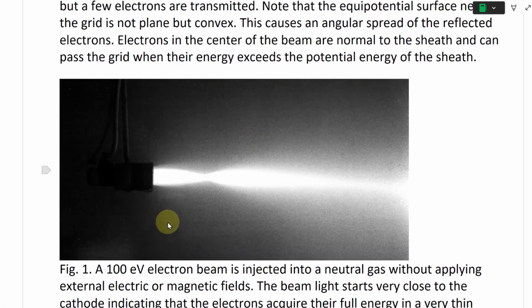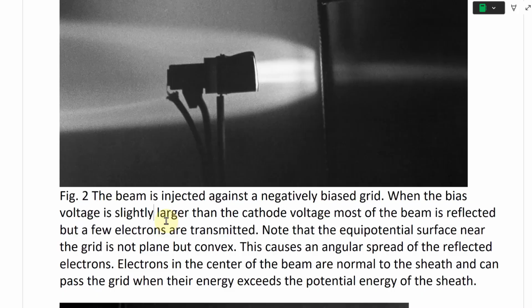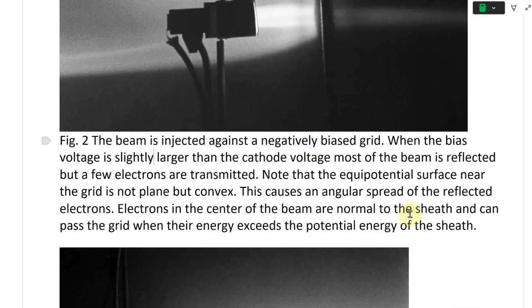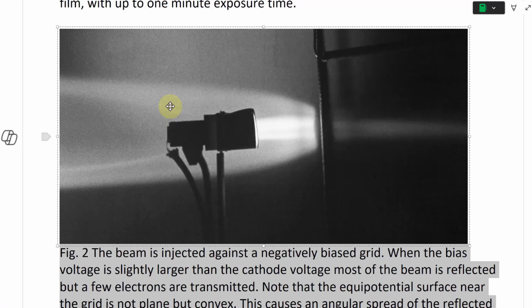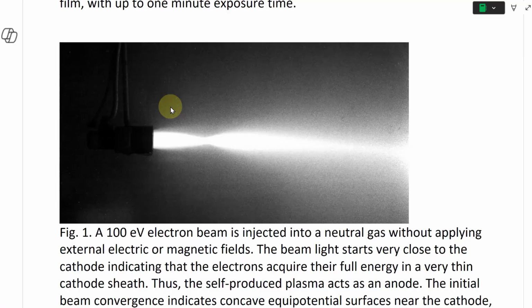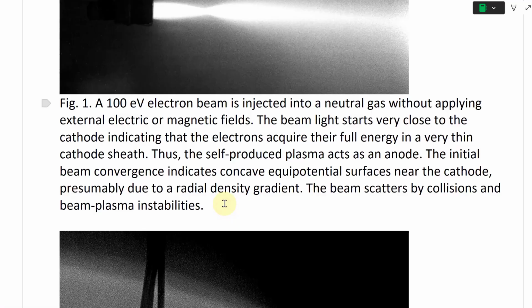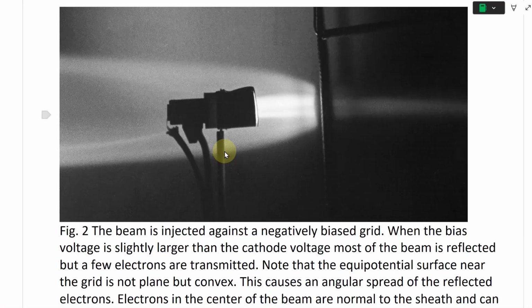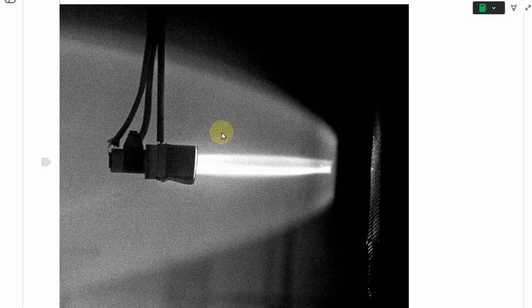Fascinating. And then going further, oh, actually, I put this above this. Okay, this is figure 1. This is figure 2. Let's fix this up quickly. All right, and copy and paste this right here. All right, so that's that. And now the next one is right here.